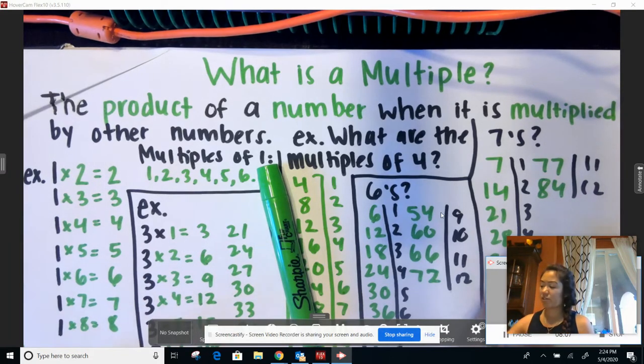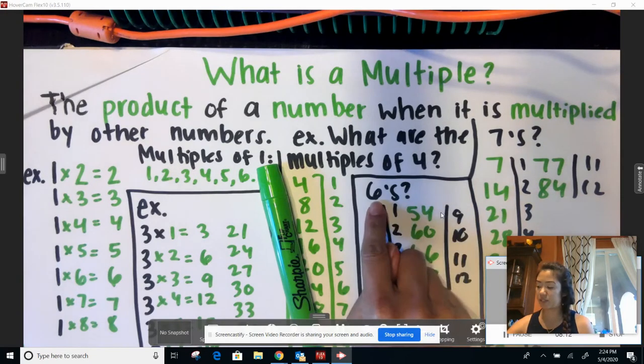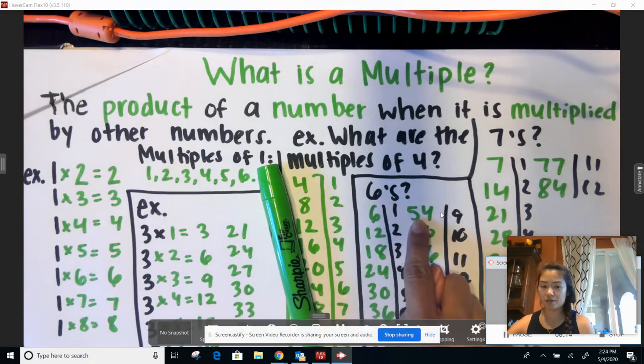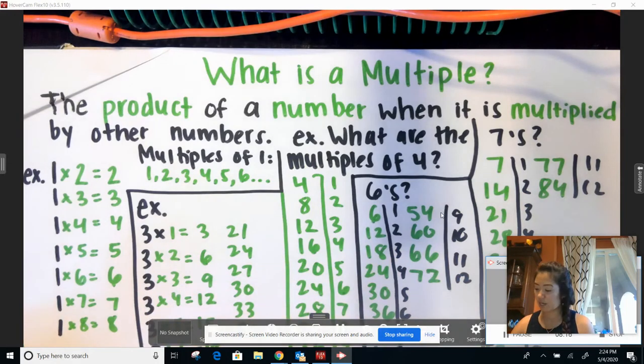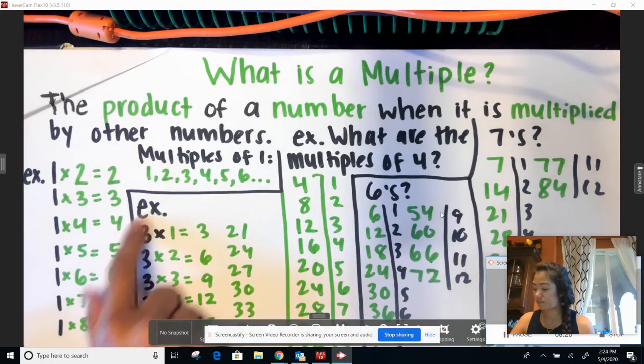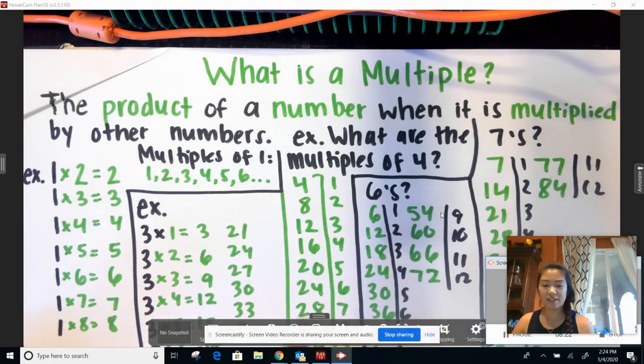So the way to read this, what I've drawn here, so I know that 7 times 6 is 42. Really simple. 6 times 9, 54. Okay, 3 times 5, 15. 4 times 7, 28. So multiples are the product of a number when it is multiplied by other numbers. Okay, and you guys should be pretty familiar with those.